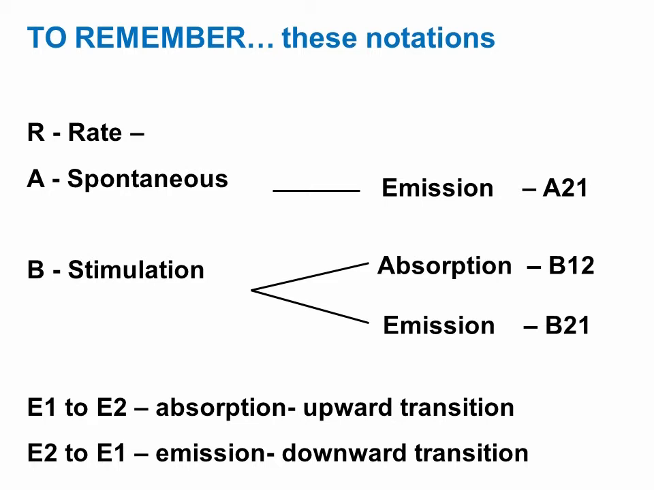Then stimulation. In both cases, absorption and stimulated emission, photons are used. The external trigger pulses are used in order to move that atom from ground state to excited state or excited state to ground state. So, here B refers to stimulation, 12 refers to ground state to excited state. So, that is absorption. Excited state to ground state, that is 21, that is called emission.